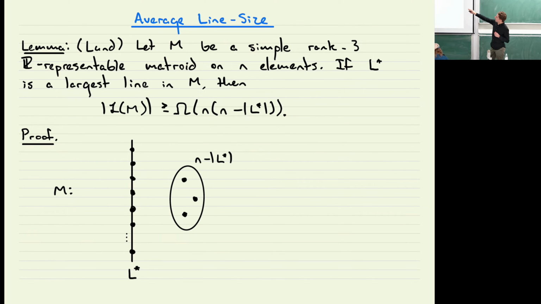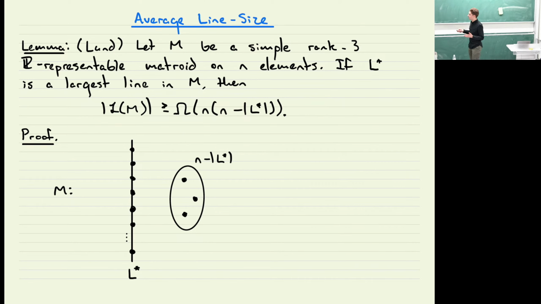So looking at this quantity on the right-hand side, what you want to do is go through each point in the leftover set and show that it's in omega of n lines. Right? So the only issue you have to be careful about there is double counting. But let's just see how we do this.